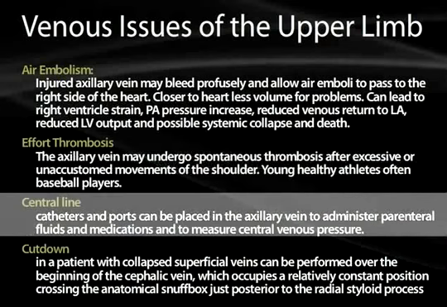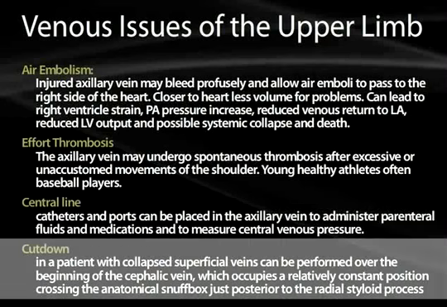Central line catheters and port placements can be done through the axillary vein and through the cephalic vein as well, for administering parenteral fluids and medications, to measure the central venous pressure in the right atrium or ventricle. And then finally, venous cut down, where we talked already about the idea that the cephalic vein or the dorsal venous arch can be areas that will be cut down.